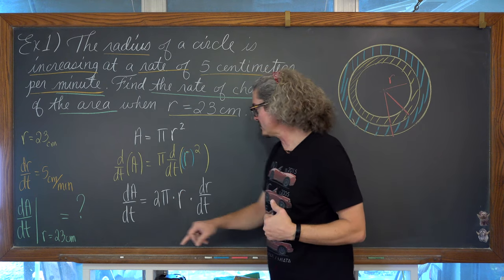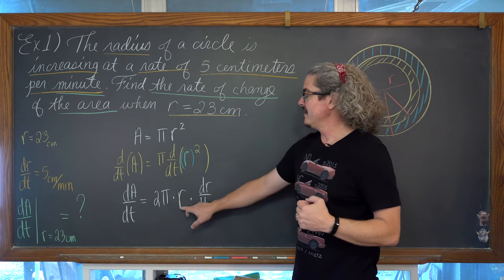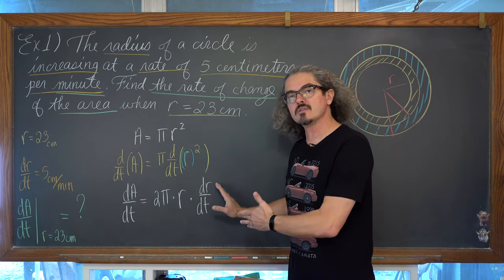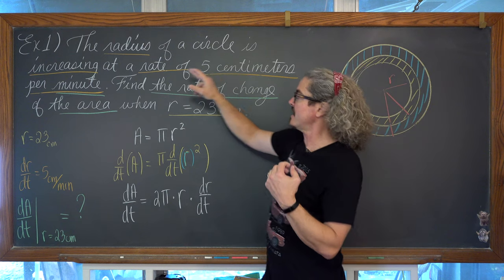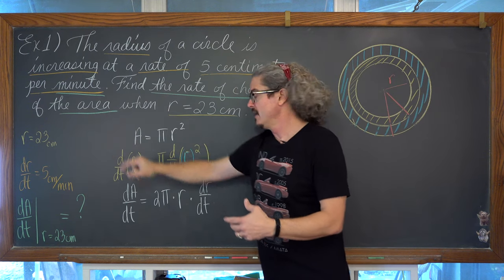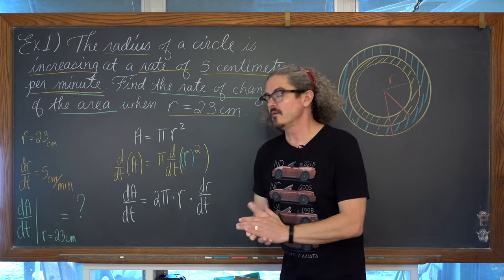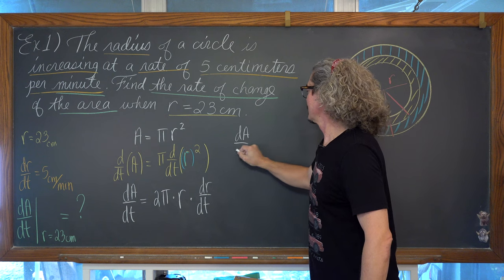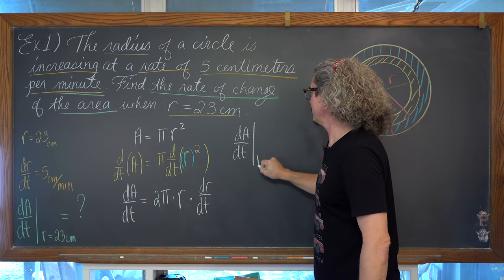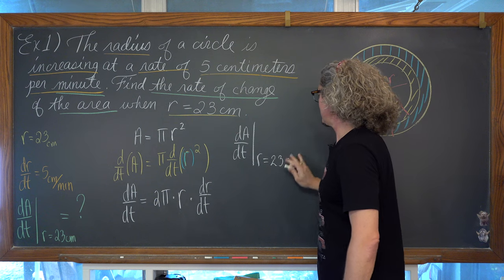Area is changing. We have a derivative dr/dt for the radius. The radius is changing. Now that we have the derivatives in this formula, allowing the size of the radius and the size of the area to change, it's going to be safe to plug in that specific r value of 23. So we have dA/dt when the radius is specifically 23 centimeters.